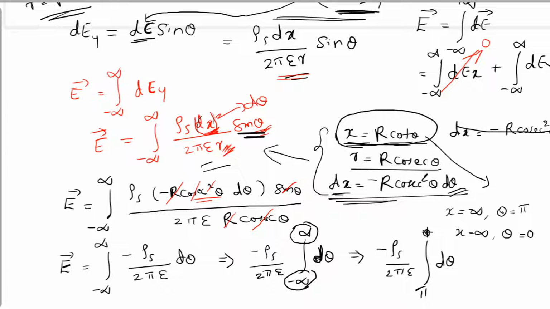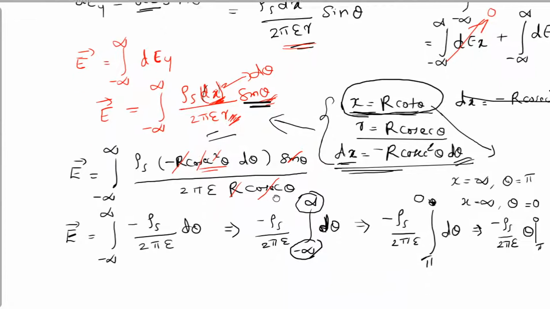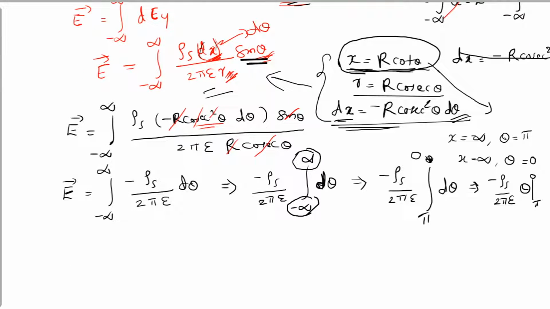Okay. So this is 0. I'll rewrite 0 d theta. So this tells me minus rho s by 2 pi epsilon integral of d theta, where theta goes from the limit pi to 0. Okay, pi to 0.